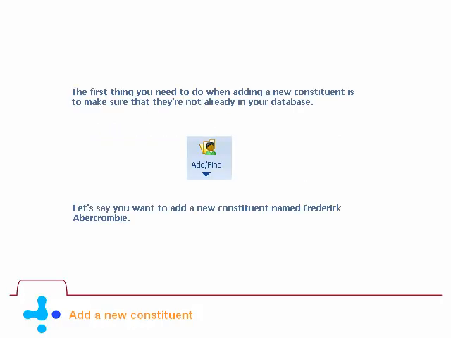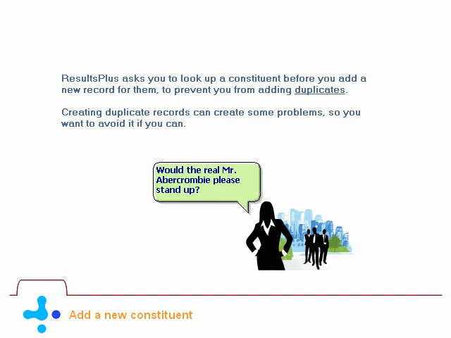The first thing you need to do when adding a new constituent is to make sure they're not already in your database. Let's say you want to add a new constituent named Frederick Abercrombie. ResultsPlus asks you to look up a constituent before you add a new record for them to prevent you from adding duplicates. Creating duplicate records can create some problems, so you want to avoid it if you can.